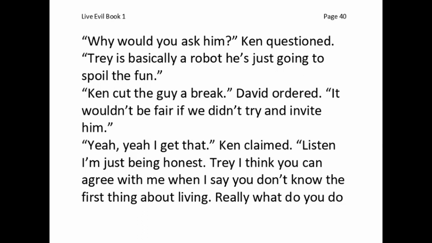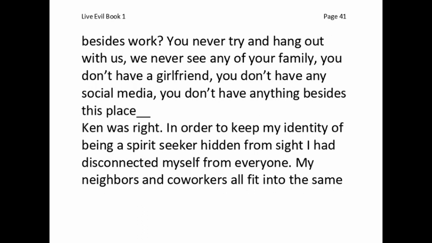"Yeah, I get that," Ken claimed. "Listen, I'm just being honest. Trey, I think you can agree with me when I say you don't know the first thing about living. Really, what do you do besides work? You never try and hang out with us. We never see any of your family. You don't have a girlfriend. You don't have any social media. You don't have anything besides this place."